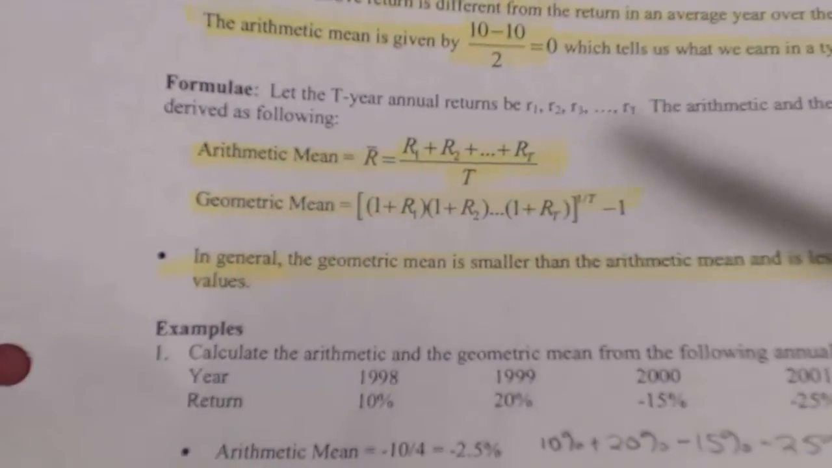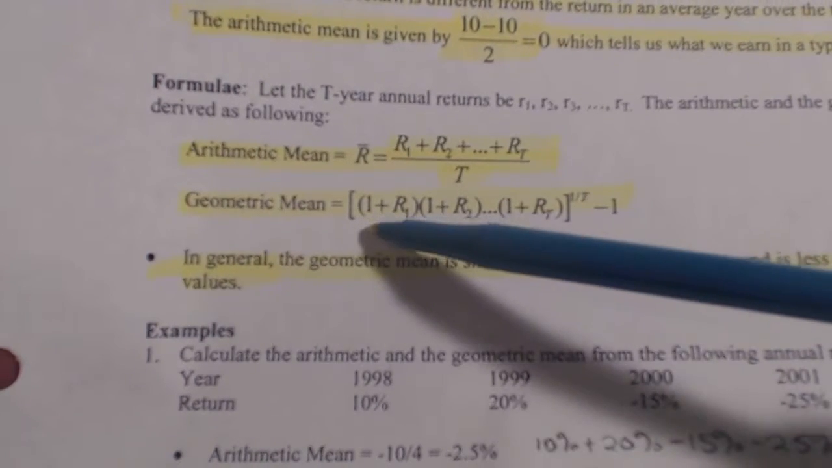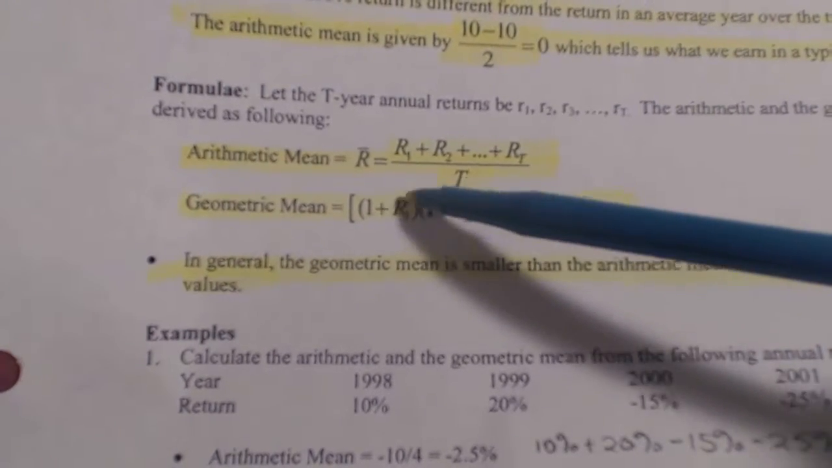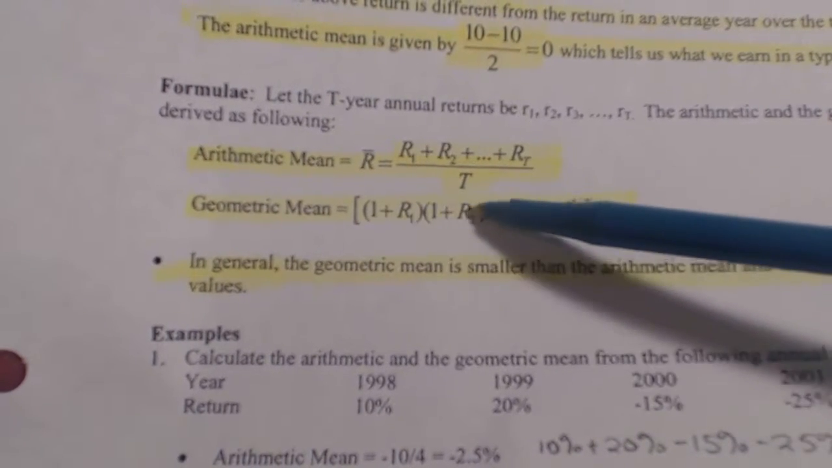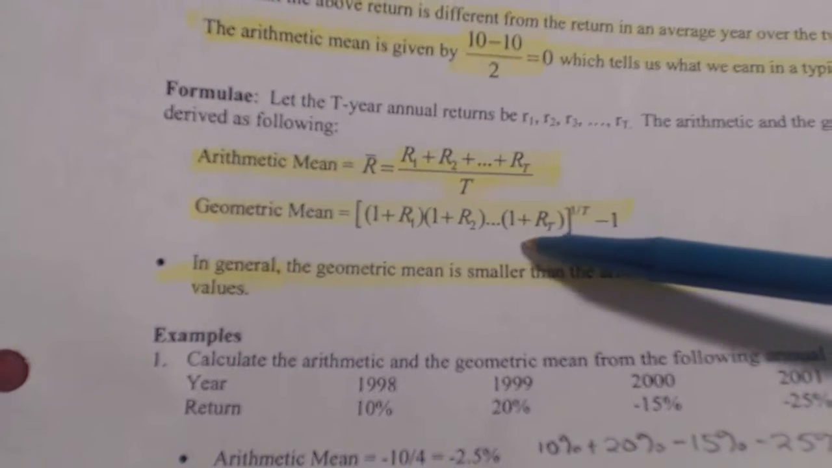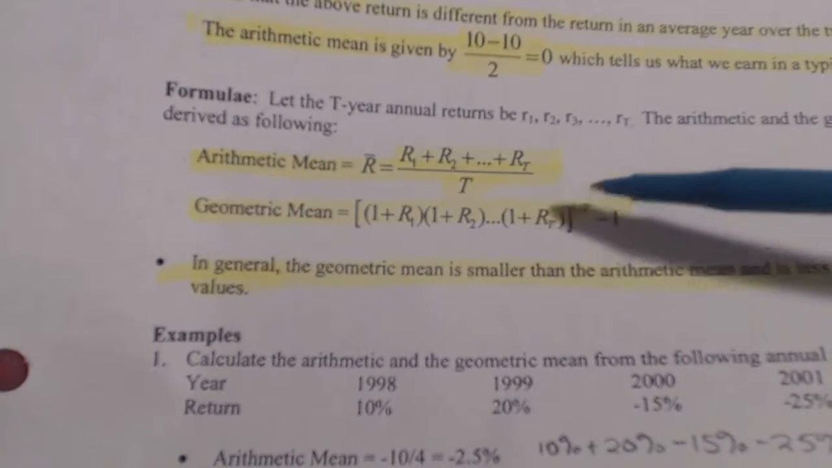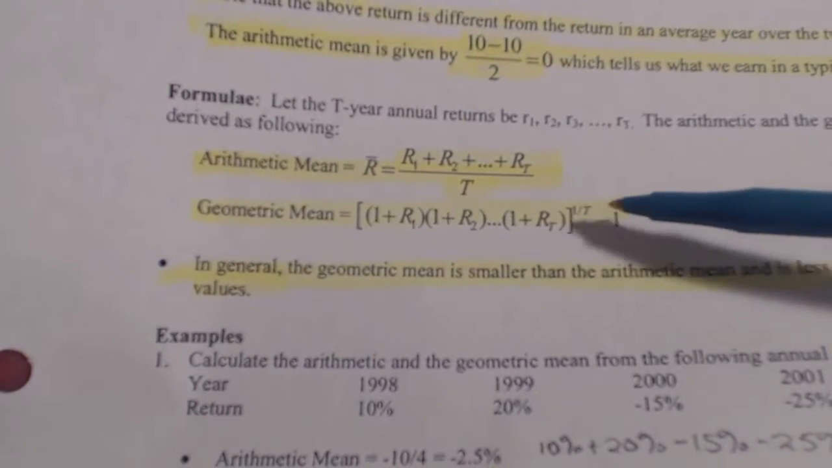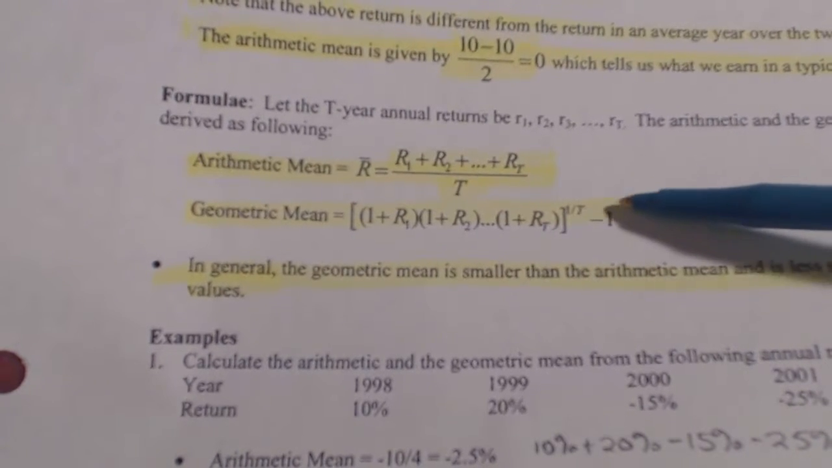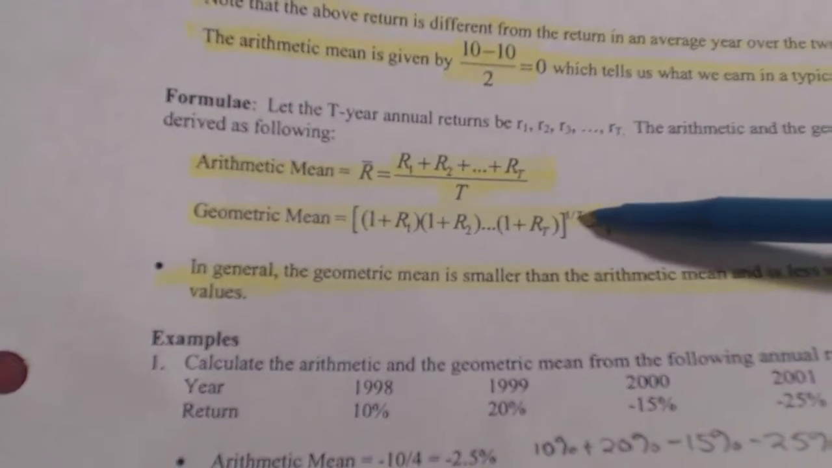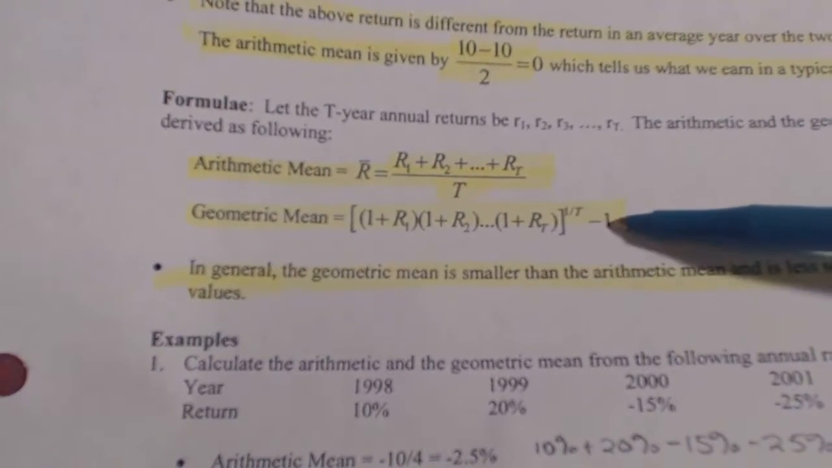Okay, the geometric mean is you basically compound all those rates. So it's 1 plus the first rate of return times 1 plus the second rate of return, and so on and so forth to however many rates of return you have. You multiply those all together, and then you compound them by the exponent 1 over t, where t is the number of time periods. After you get all that, you subtract 1.